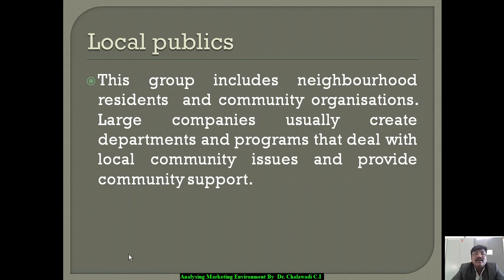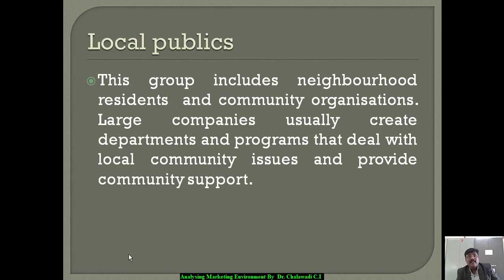And the local publics. What do you mean by local public? This group includes neighborhood residents and community organizations. Large companies usually create departments as well as programs that deal with local community issues and provide community support. I mean, local people, right? This group includes the neighborhood residents, the people who are surrounded by us, and community organizations.